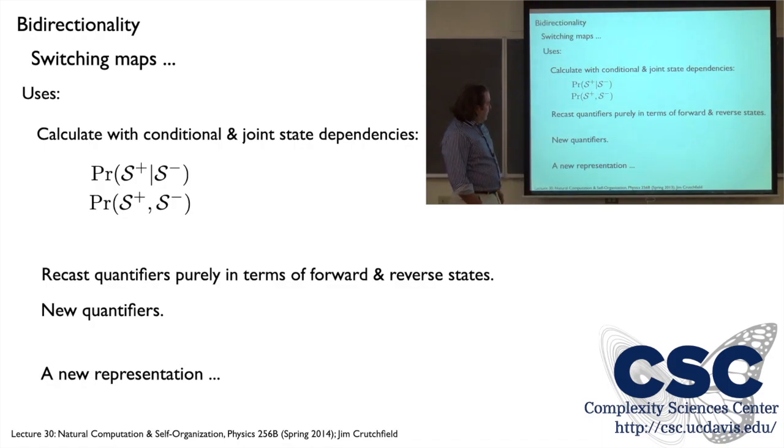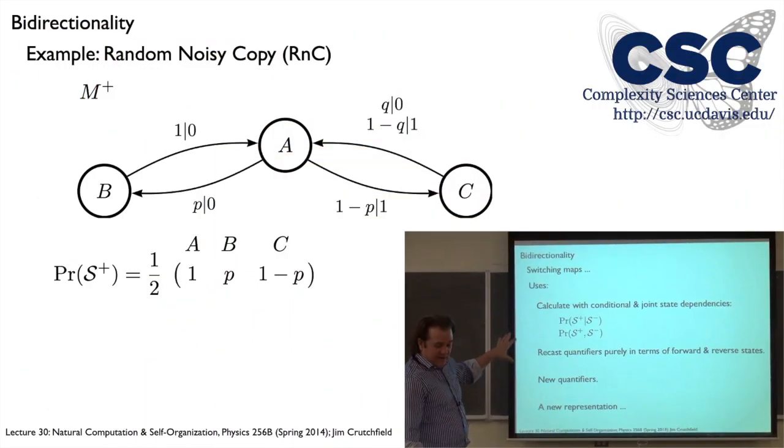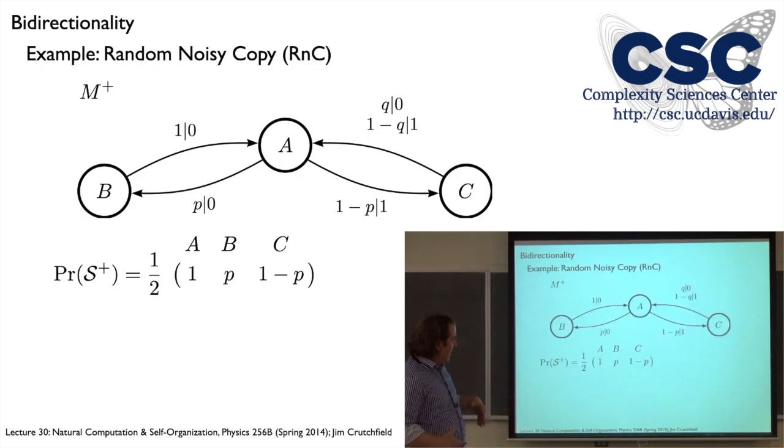So now, what this allows us to do is basically go through all of the things we've been calculating before and replace semi-infinite futures and pasts with, depending upon how we're doing things, reverse or forward causal states. So we can basically recast pretty much everything we're doing in terms of machine states. And there are even some new quantifiers. So this is the benefit of formalizing this notion of a switching map. It captures the relationship between the forward and reverse processes.